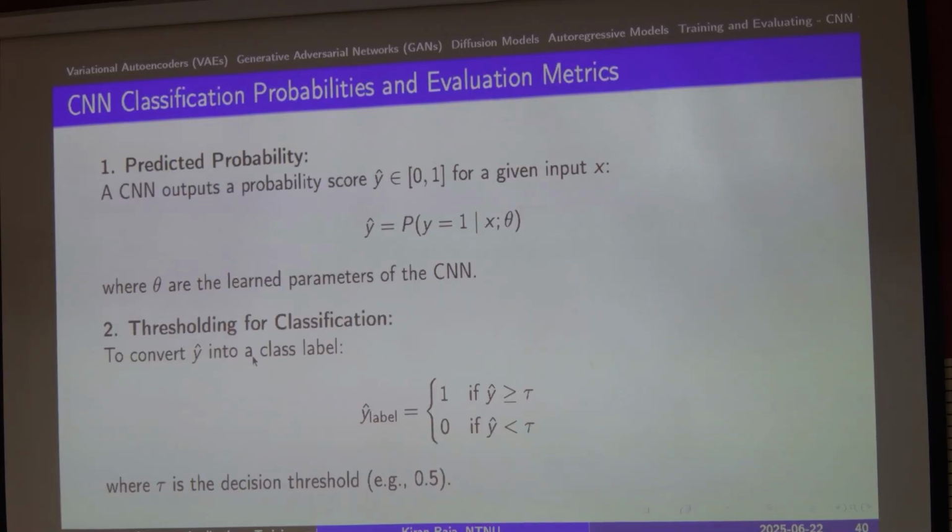In the case of CNNs, it's not just the numbers that we get, right? It's always some probability that we are getting. So as soon as we get the probability, you can have a thresholding function which says that, okay, if the probability is more than 0.5, then it is certainly a cat. If the probability is less than 0.5, then it's not a cat, right? So that thresholding can be done.